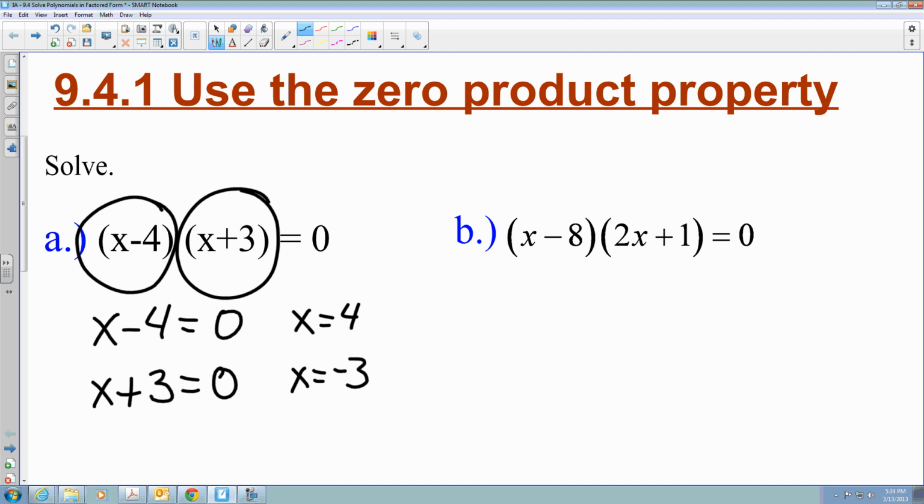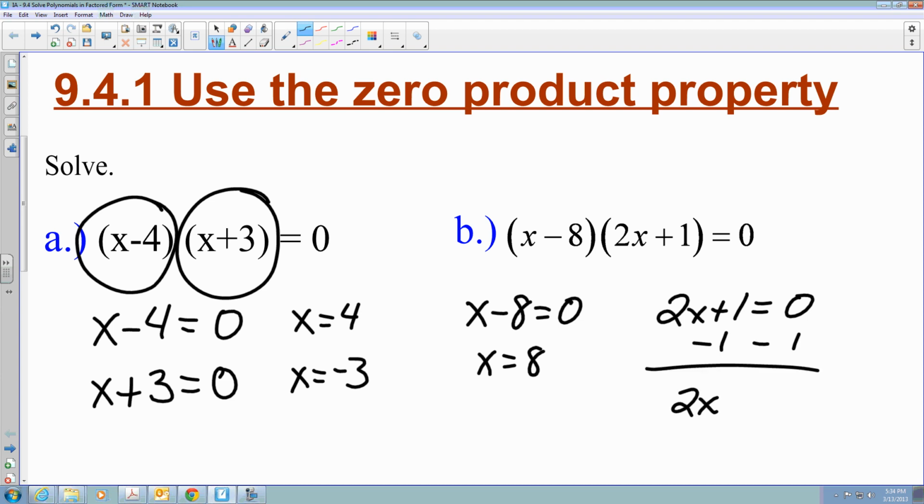Same thing goes for b. If I have x minus 8 times 2x plus 1 equals 0, I have to implement the zero product property, stating that either x minus 8 equals 0 or 2x plus 1 equals 0. So with that, I have to find what my value of x is for that particular factor to equal 0. For this one, it would be x equals 8. This one, there's a little bit more algebra involved, so I'm going to say 2x equals, well, this is a plus. Oh, this is a minus. I'm sorry. Minus 1 divided by 2. So then x would equal a negative 1/2.